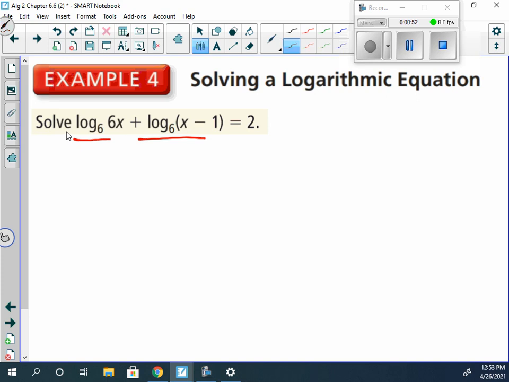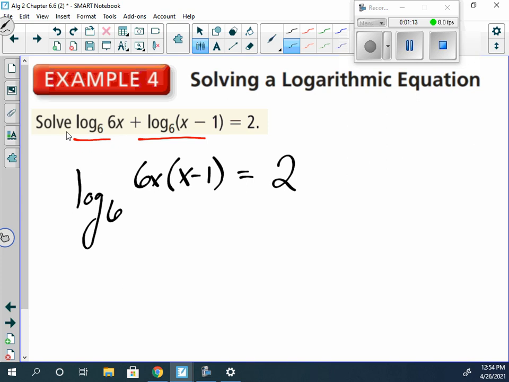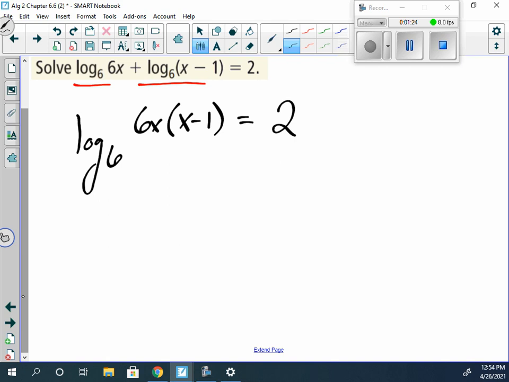And it's using our property of multiplication. Because if we have two logarithms with the same base being added together, I can rewrite it as multiplication of what's inside. So here we're going to have log base 6 of 6x times x minus 1 is equal to 2. So if we have two logs with the same base being added together, we can rewrite it as a single logarithm with what's inside the log being multiplied together. So we end up getting this here from the properties of multiplication with our logarithms.